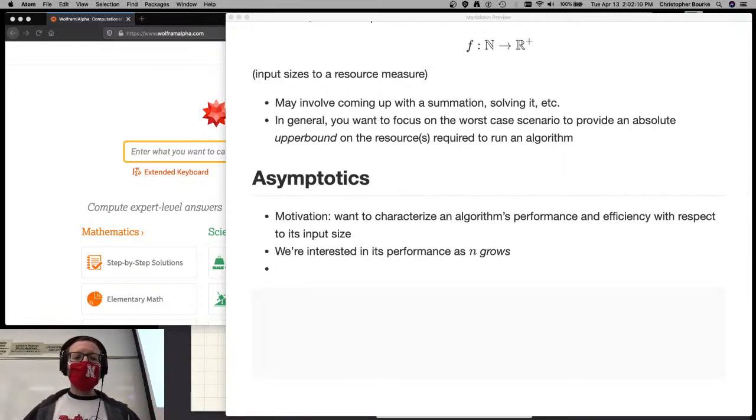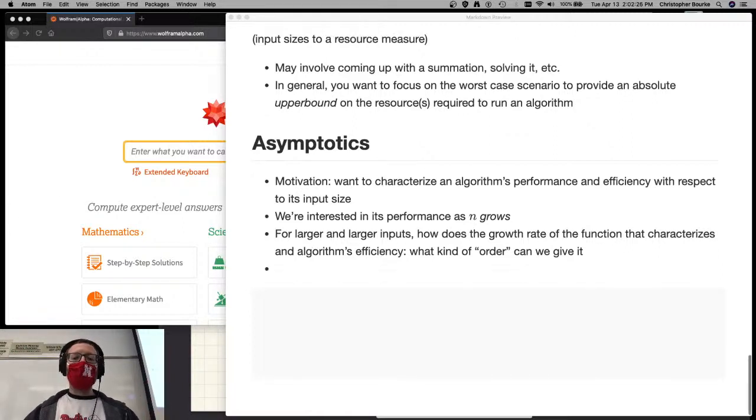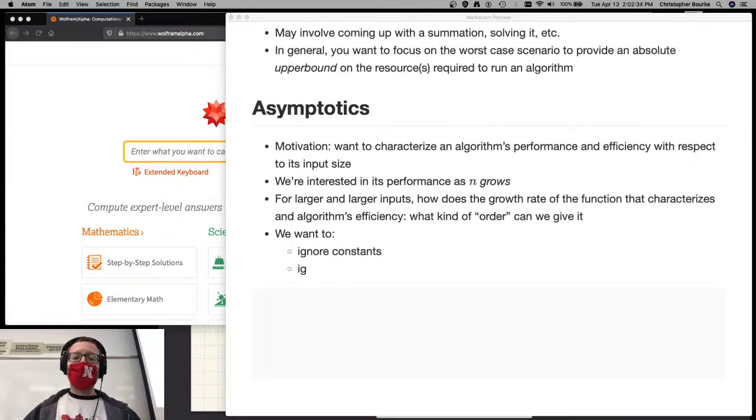So we're really concerned in the aggregate. As the input size grows, how bad is it actually? For larger and larger inputs, the growth rate of that function, we want to characterize that growth rate. What order can we give it, basically? And again, one of our other motivations is we want to be able to ignore constants. Right? We want to ignore lower order terms. Right? And we don't want to have to worry about those things.